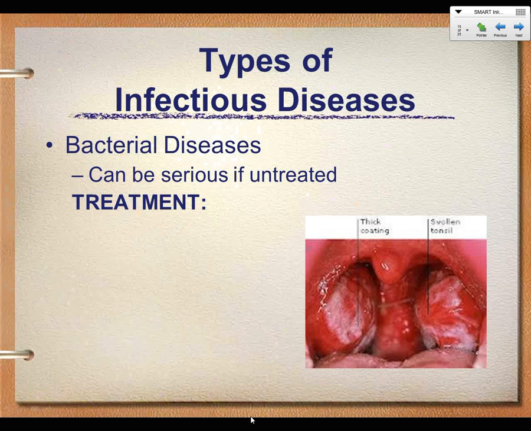Is bacteria alive? Yeah. They are what kind of cells? Prokaryotic cells. So they are cells. They are alive. They're single-celled organisms. Therefore, we have to kill them with antibiotics. Antibiotics will slow down the growth of bacteria or stop it altogether. And again, this is strep throat.